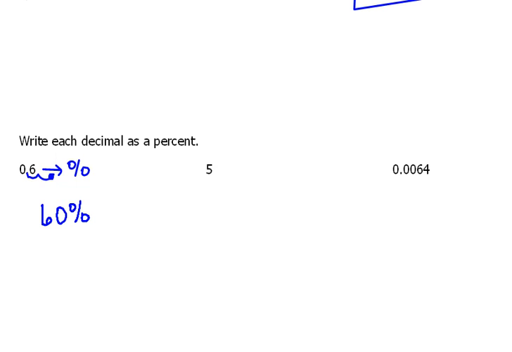Since I did not have a place here, I'm going to have to add a 0. Now same thing here. We're going to move towards a percent sign. So I'm going to move 2 places to the right. So 5 would be the same thing as saying 500%. And then the last one here, again, we want to move this towards a percent sign because we're going to add a percent sign in. So we'd have to move our decimal from where it is 2 places to the right. So this would be 0.64%.